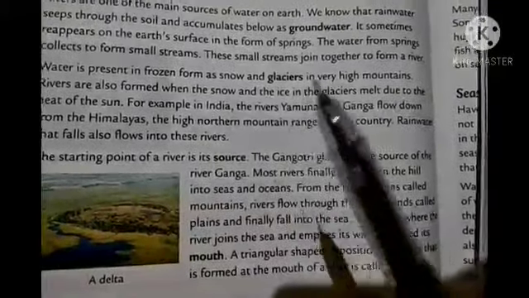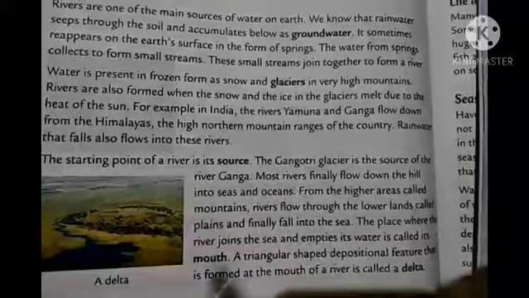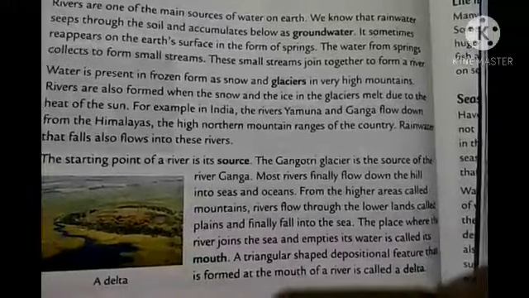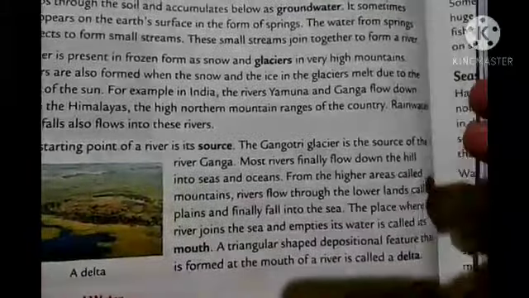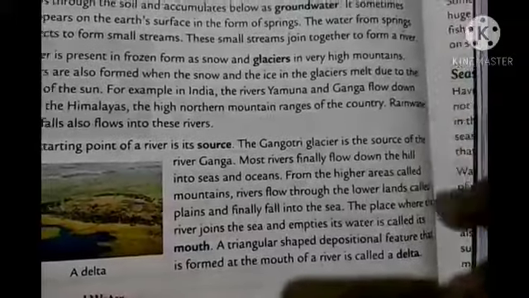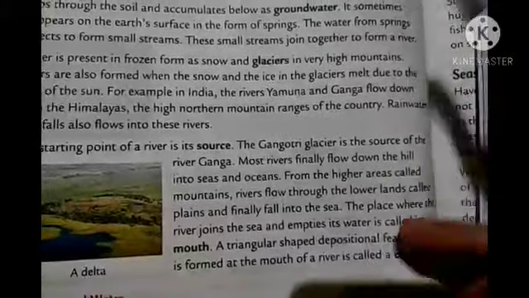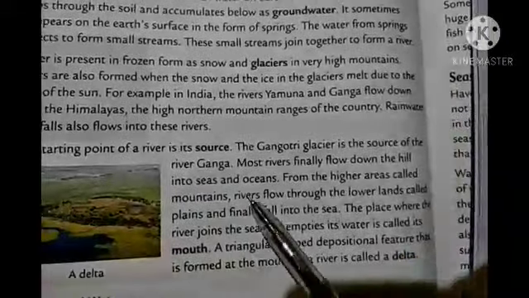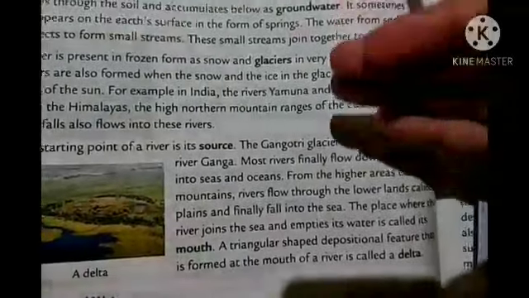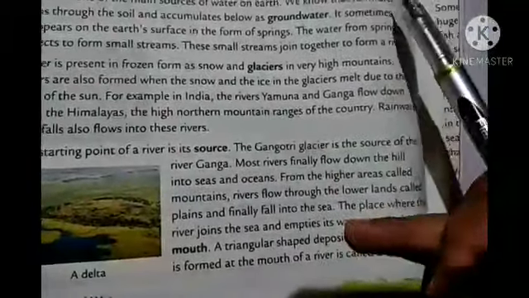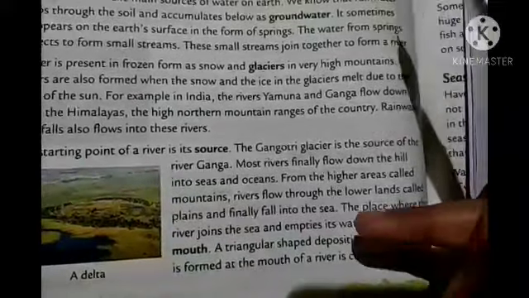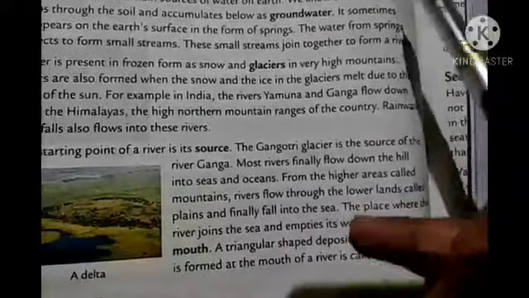Most rivers finally flow down the hill into seas and oceans. So not only rivers, but it also flows into the seas and oceans. As you all know, from higher areas like mountains, river water flows, and when it comes into the lower area, it flows through the river. That means it comes from the high to the lower part and lower land. That is called your plains, and finally it falls into the sea.